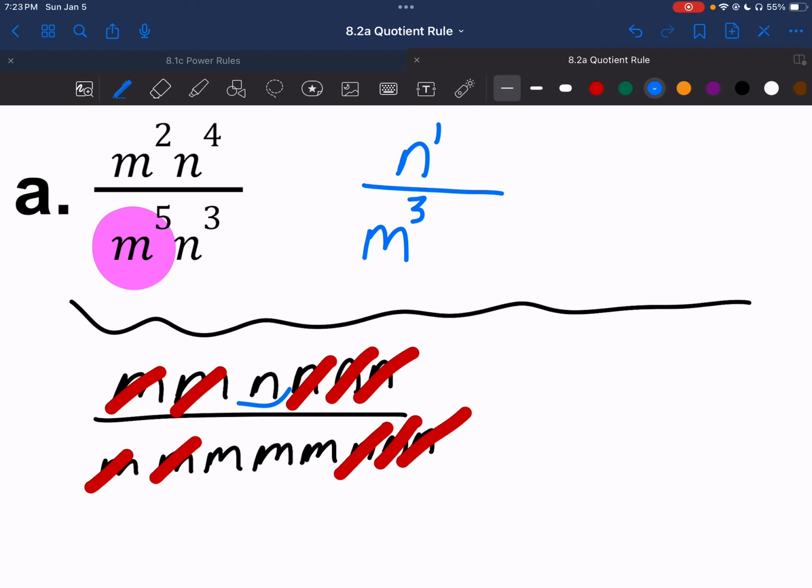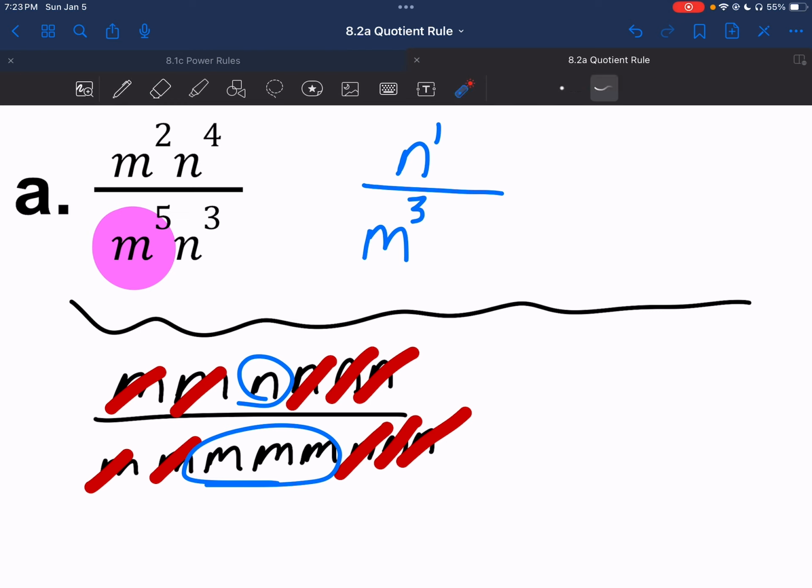We've got one N in the numerator and three M's in the denominator. So this is a way of seeing, visually with the expanded form, how we end up with what we end up with. There are more M's on the bottom, there are more N's on the top. And when everything cancels out, that's what we're left with, N over M to the third.